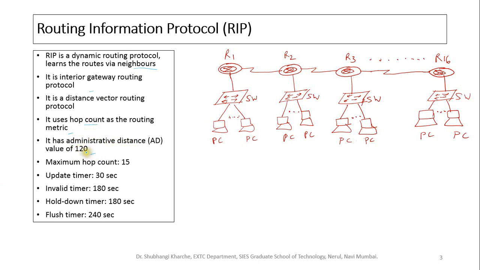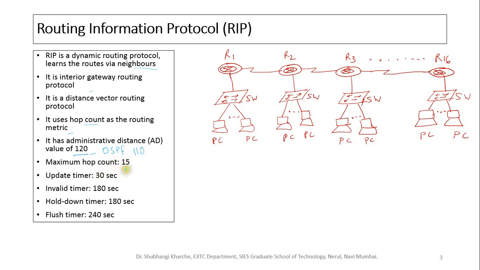Now this administrative distance is a feature that the routers use in order to select the best paths. For example, this RIP routing protocol has an AD value of 120. The other routing protocol like OSPF, that is Open Shortest Path First protocol, has an administrative distance value of 110.